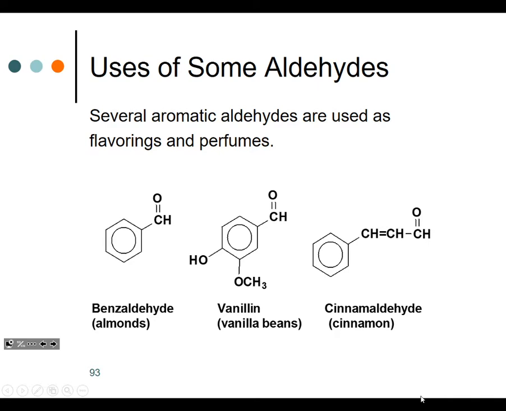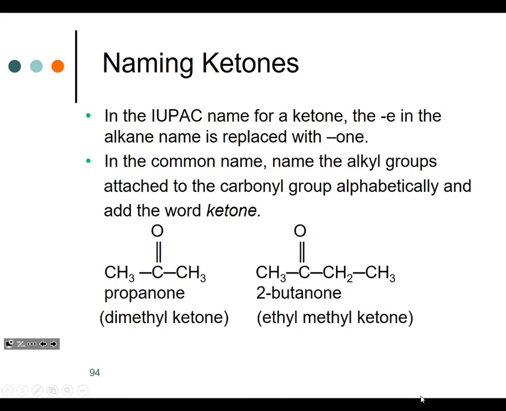All right, so some things that we use aldehydes for: benzaldehyde gives almonds their smell. It's in a lot of smelly things like perfumes and flavorings, that kind of stuff. Vanilla, we see a lot of benzene rings in here too, but you can see an aldehyde, it is on the end. Even though it's on a benzene ring, it's on the end of that carbon chain. So cinnamon, vanilla, almonds, that's just a few.